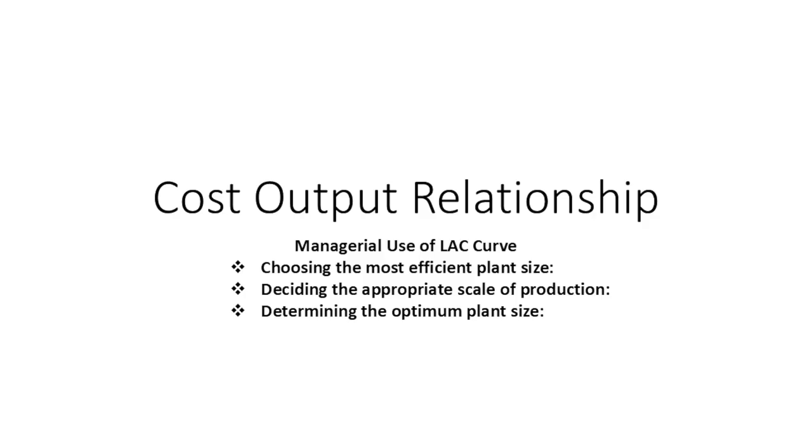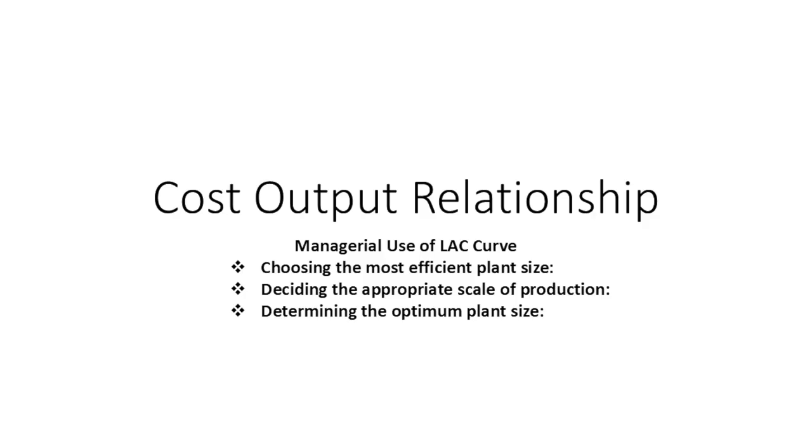The second point is that it helps the managers in designing the appropriate scale of production. The long run average cost curve helps the firm choose a plant size that aligns with its expected output. For a smaller level of production, operating a slightly larger plant below its plant capacity may be economical, whereas for larger output levels, using a slightly smaller plant can be more cost efficient than investing in an excessively large facility.